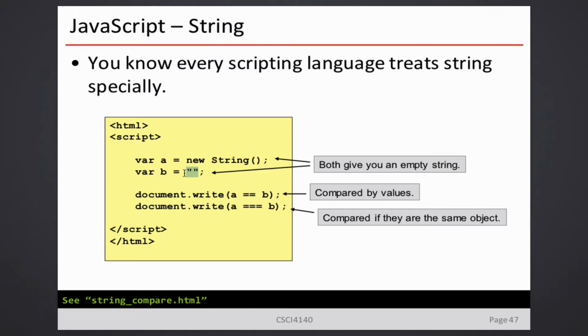So what should you do if you want to compare whether these two objects are the same object? You should use triple equal. Triple equal checks for identity, whether you are the same, and double equal checks the values. It's just a little bit strange. Sometimes I will write code using triple equal.